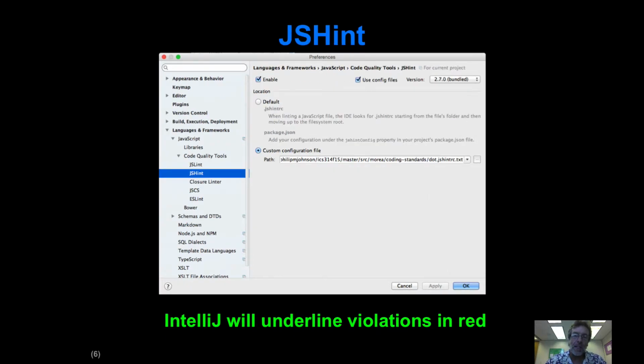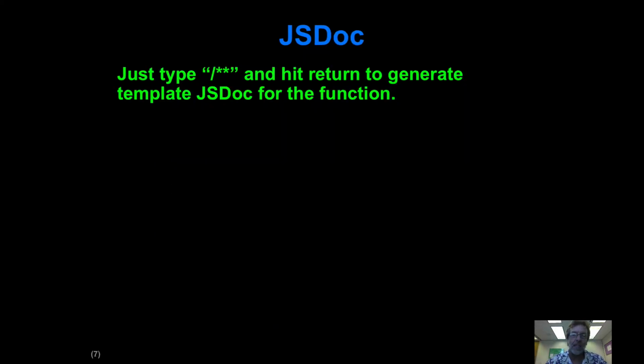JSHint, there's also support within JavaScript for a package which looks for common types of problems with JavaScript code, and we have a standard JSHint resource file that you can use to enable the kinds of checks that we want to have in this class. And then finally, IntelliJ has support for JSDoc, which is the documentation layout standard we want to use. That's just a matter of hitting /** and return, and you'll get a template for the JSDoc for a function done automatically.